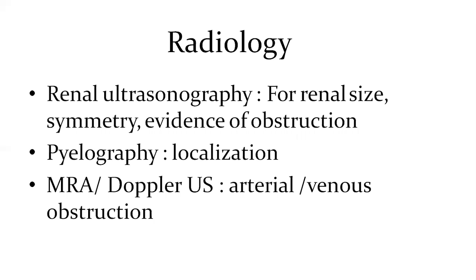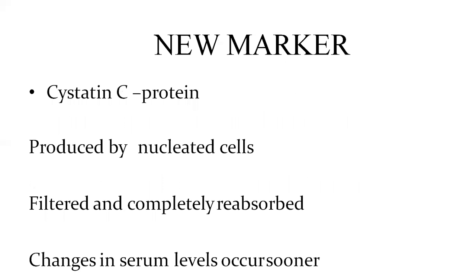In radiology, renal ultrasonography is done for renal size, symmetry, and evidence of any obstruction. We look into the post-renal or pre-renal causes. Pyelography is used for localization, to understand where exactly the problem is. And other imaging techniques of sonography and magnetic resonance for arterial and venous obstruction may be carried out.